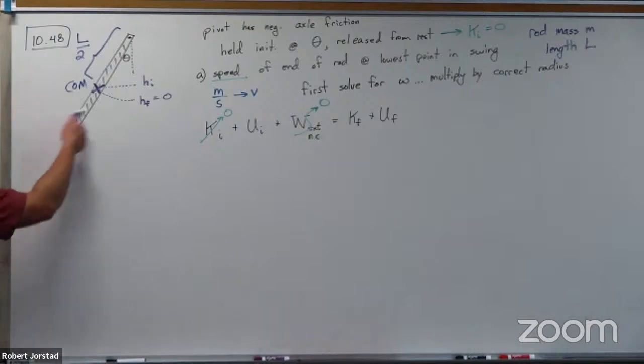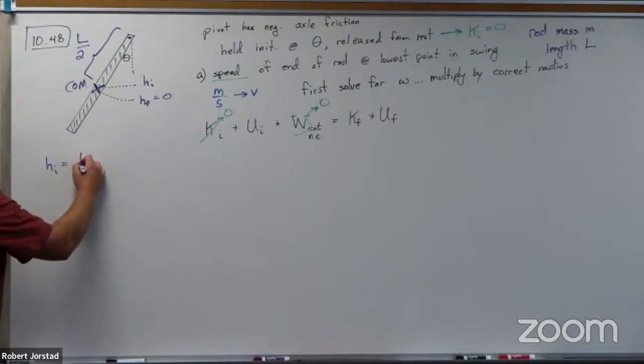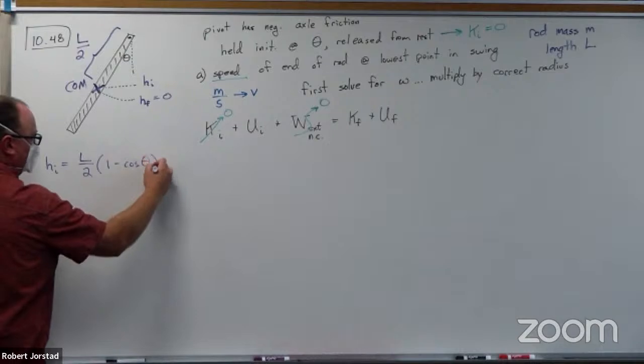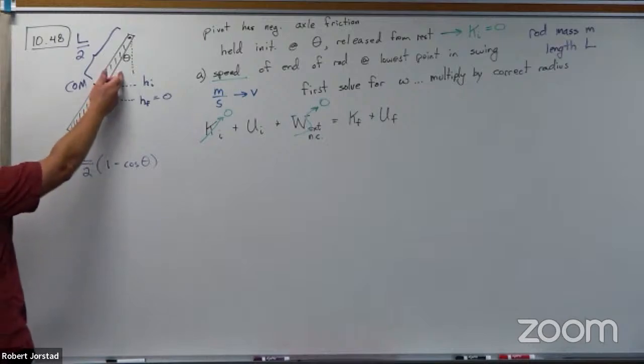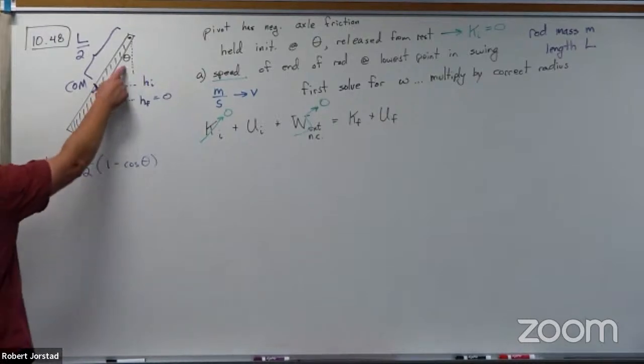What's height initial for this weird kind of setup? L over 2 times 1 minus cosine, right? If it was all the way up, parallel to the ground, then it would be L over 2. If it's at some angle to the vertical, it would be this. If your angle was to the horizontal, how would this equation be modified? What happens to all your sines and cosines when you switch angles from horizontal and vertical? They flip. So if I had drawn the angle to the horizontal, you could do a 1 minus sine, right? Because this would become 90 minus theta.